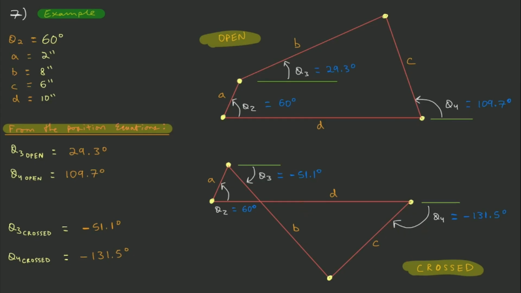Okay, so that was just a quick example problem to demonstrate the use of the 4-bar position equations. And in a future video, we will be doing the same for velocity, and eventually we will use that result to derive mechanical advantage and then start doing some dynamic analysis of these 4 bars.